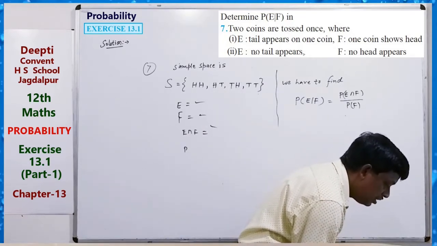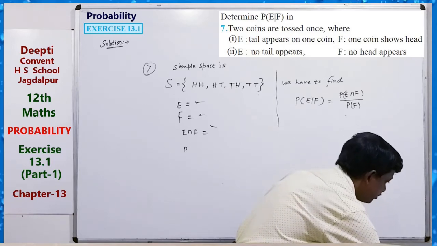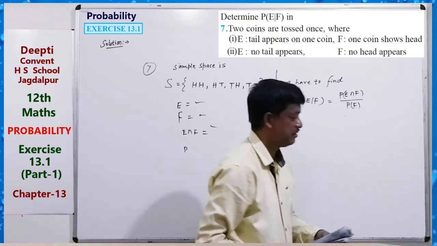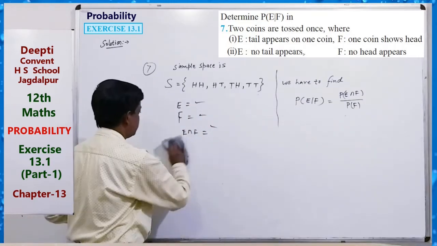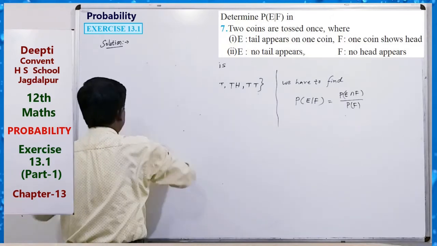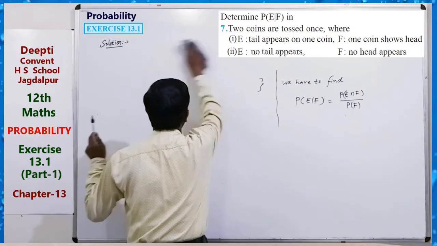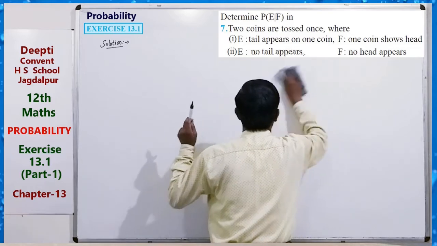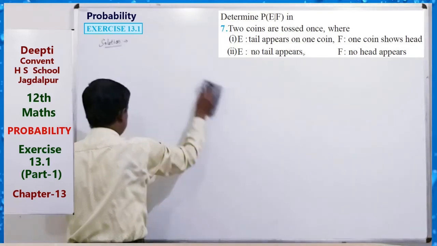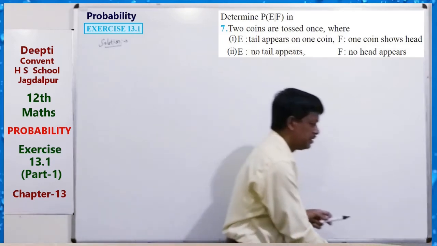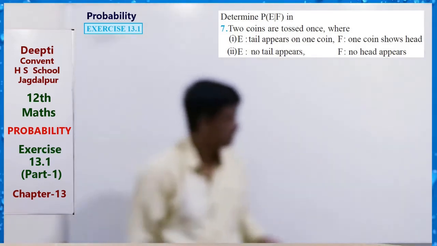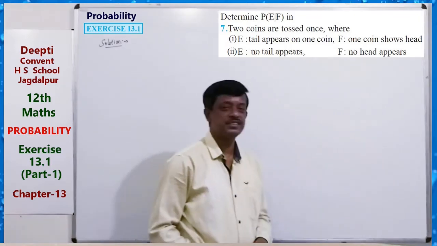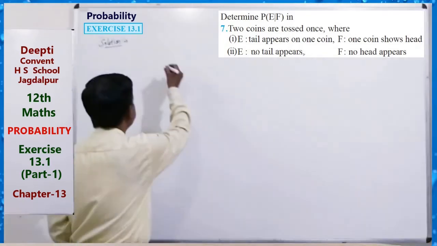Question 8. A die is thrown 3 times. Okay, 7 you can do. Just complete 6 and 7, the same type of questions. Here a die is thrown 3 times. Question 8.